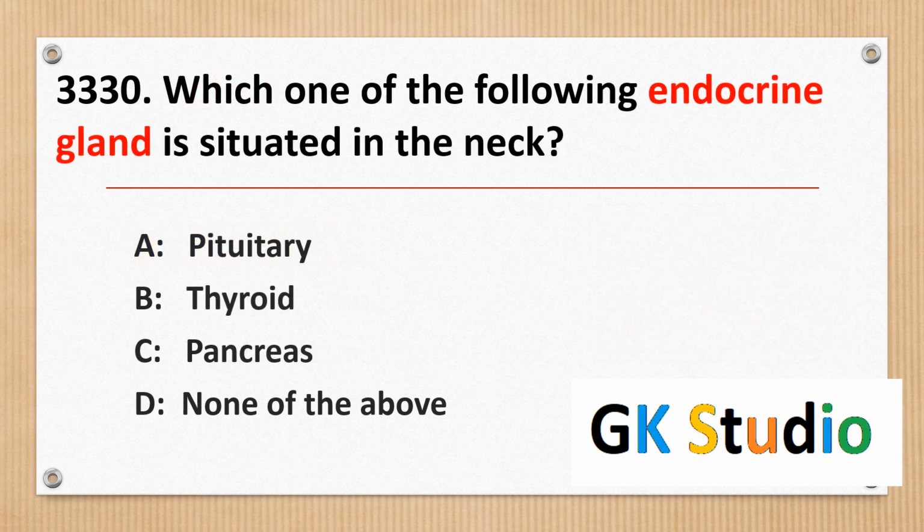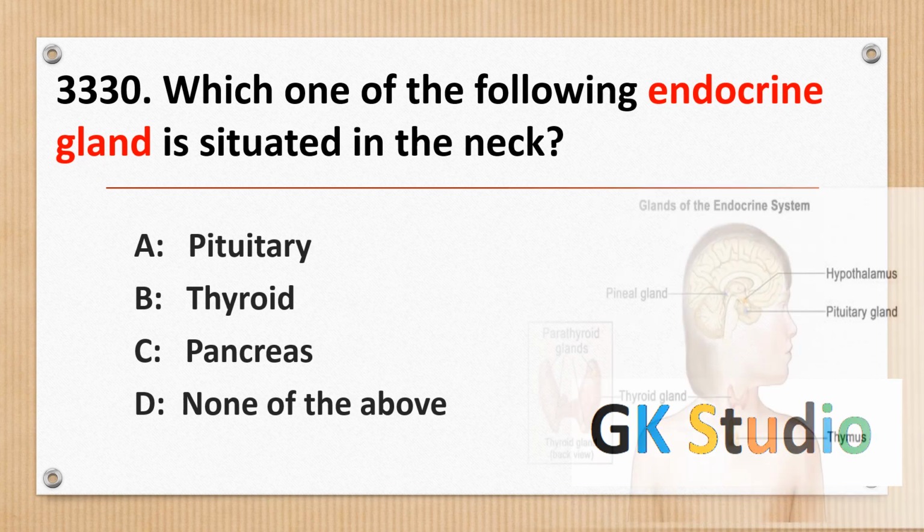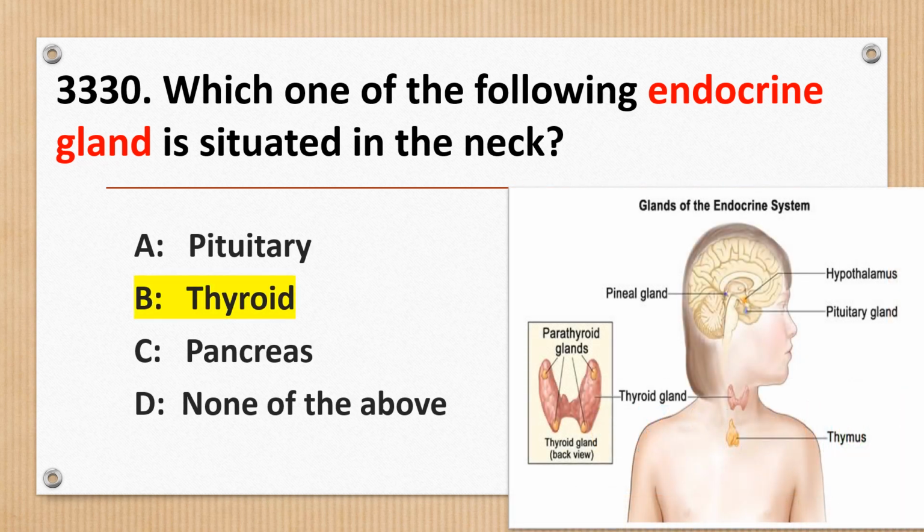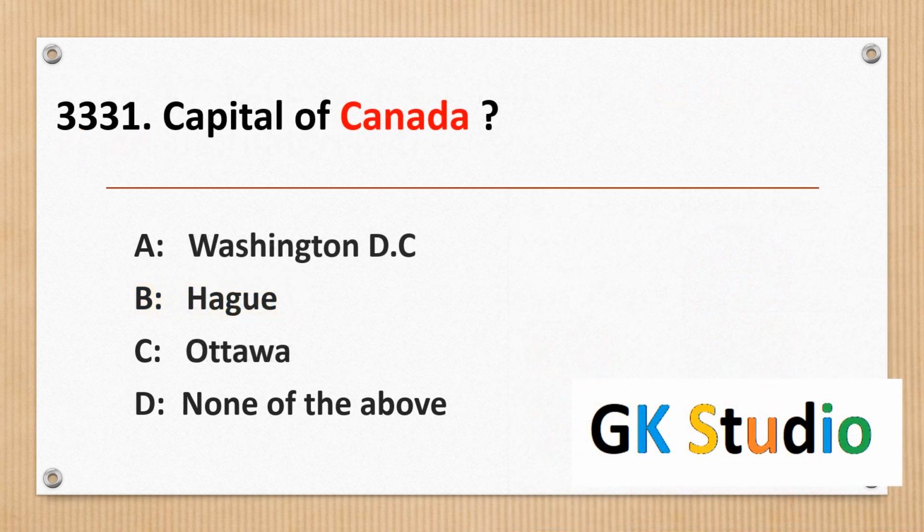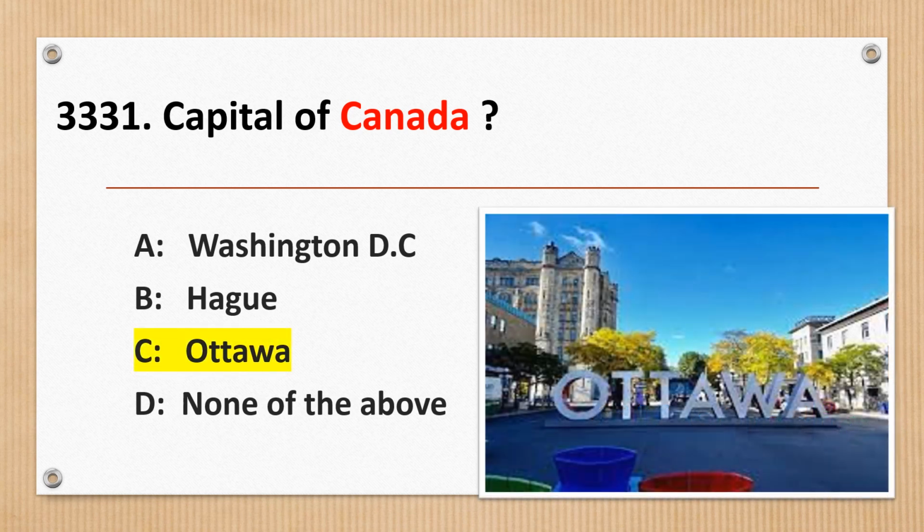Which one of the following endocrine gland is situated in the neck? Thyroid gland. Thyroid gland is situated in the neck. Capital of Canada. Capital of Canada is Ottawa.